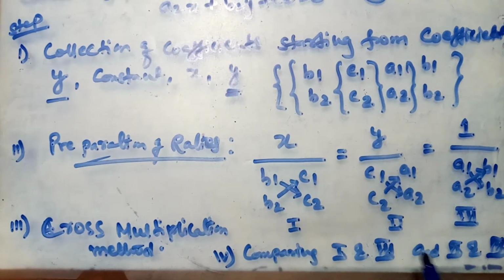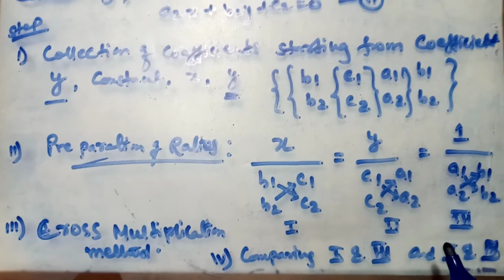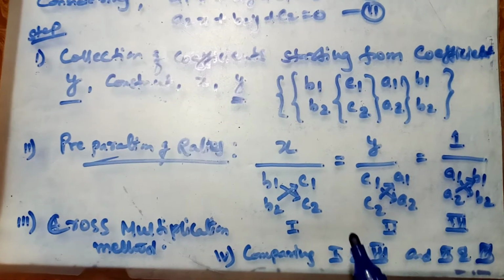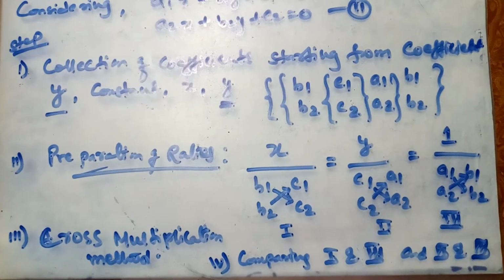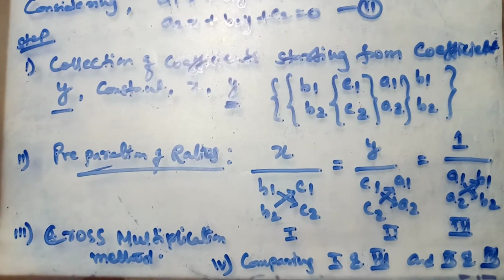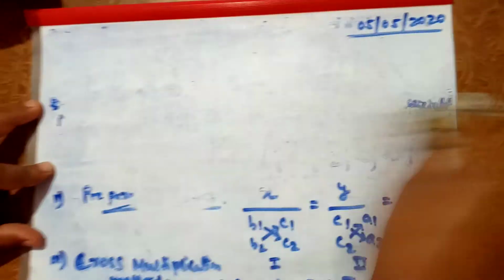So this is the basic concept about this cross multiplication method. So we'll try to understand this method with the help of some examples. So let us try to do this with one example. So let me explain with one example.